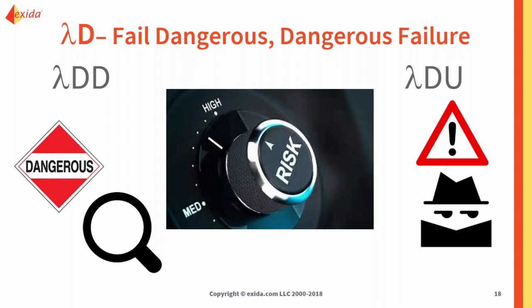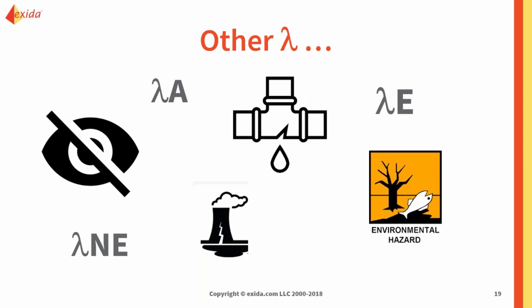Now, there are other failures as well as those safe and dangerous that aren't as popular, but this is for a reason. They're good pieces of information to know, but they're not going to directly impact your safety system's ability to do its job. Some of these examples are Lambda A for enunciated failures, Lambda NE for no effect failures, and Lambda E for external leaks. Enunciated failures, let's first look at those, are failures that really, once again, have no effect on your safety function, but it does affect the ability to detect future failures.